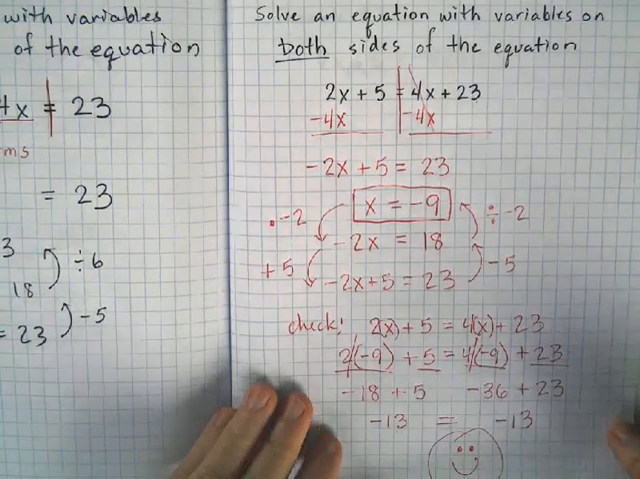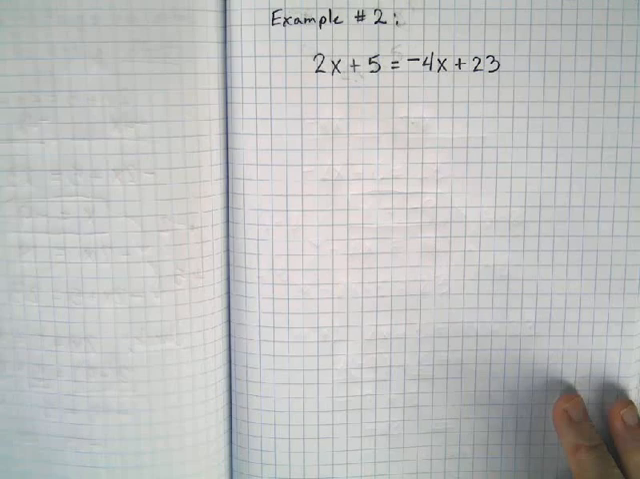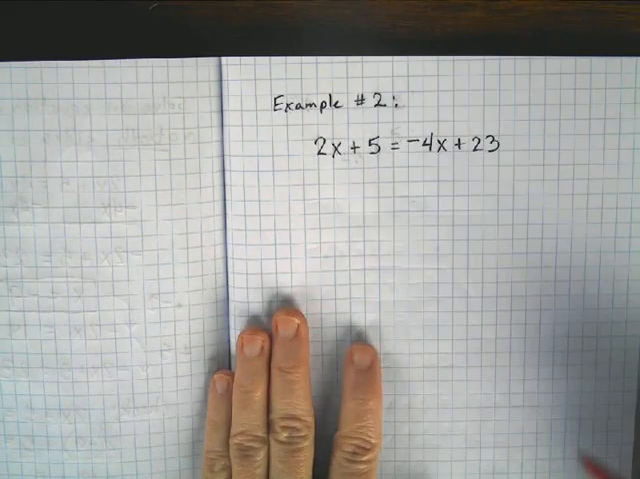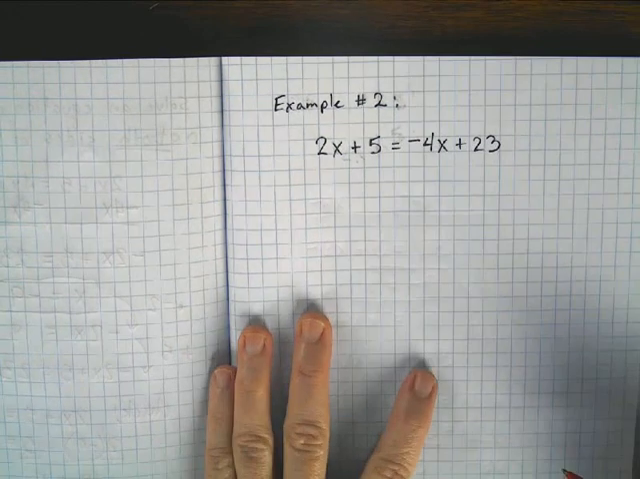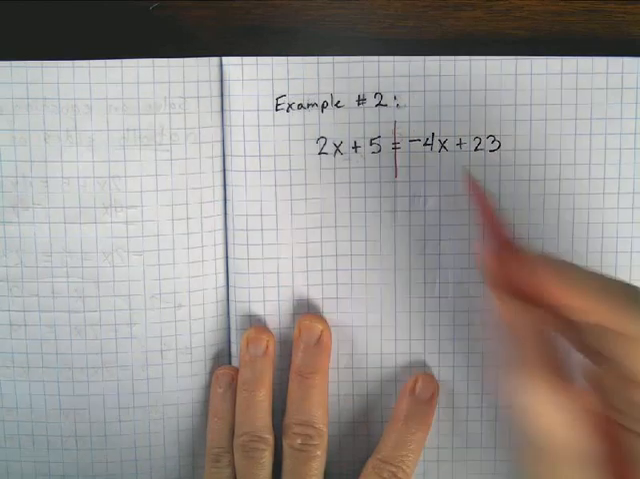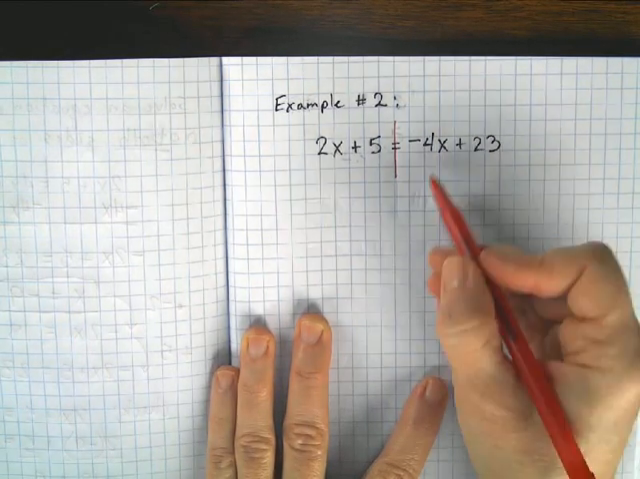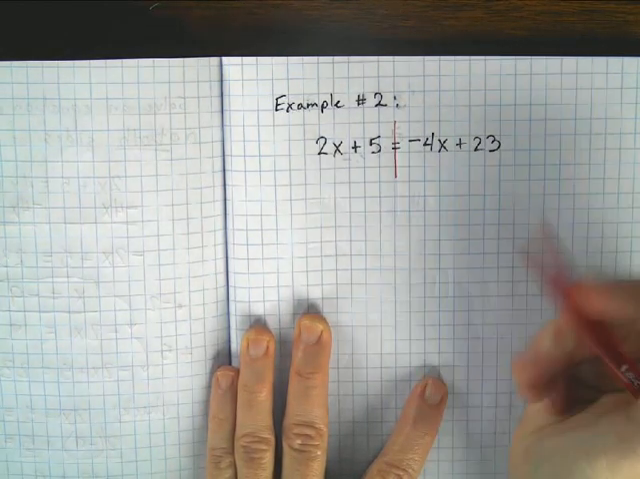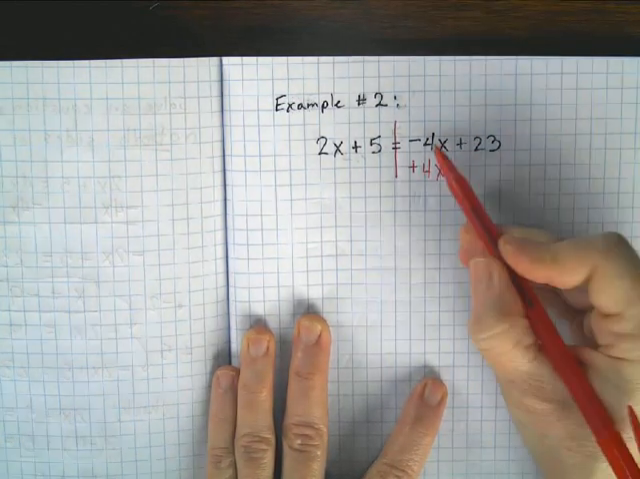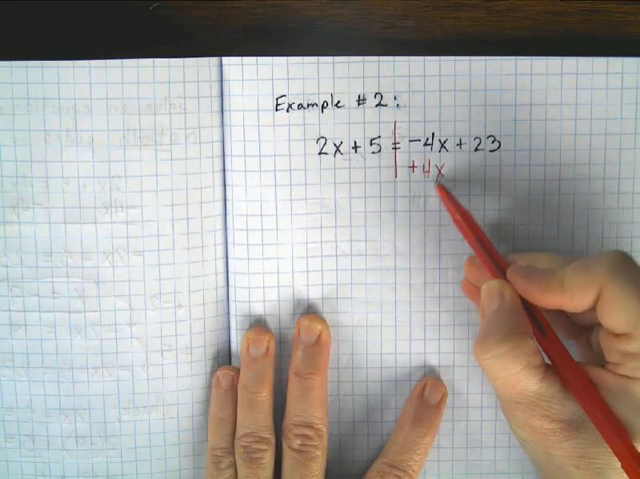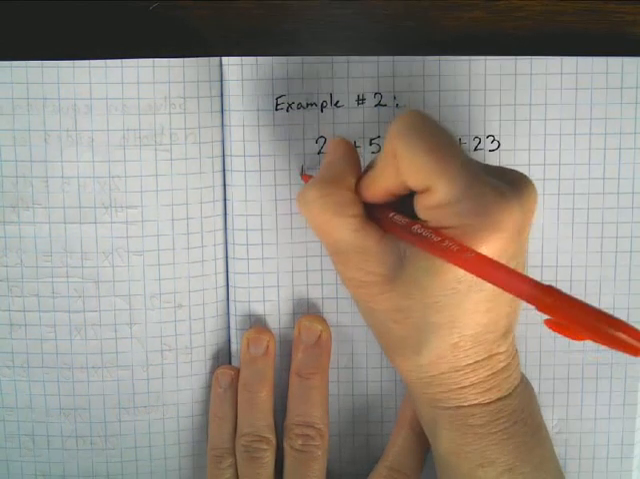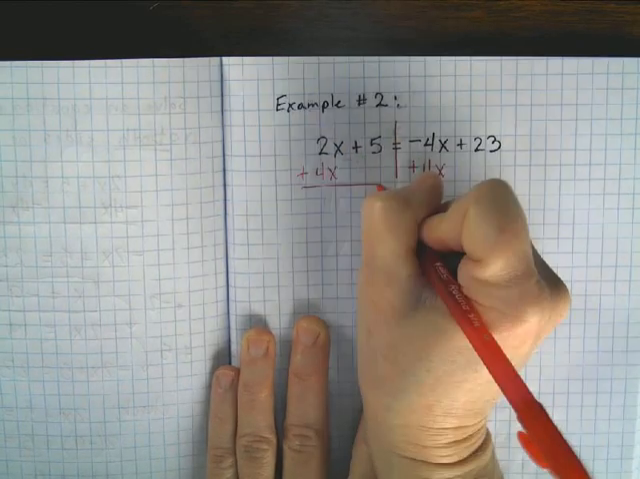Next example. What if the number on the right is negative? Okay, so you can pause the video and copy this down. Okay, here we go. I have my x terms on different sides. I don't like that. How do I get rid of a negative 4x? I need the opposite. I need a positive 4x. Negative 4x plus 4x equals 0. If I do something here, I have to do the same thing over here.